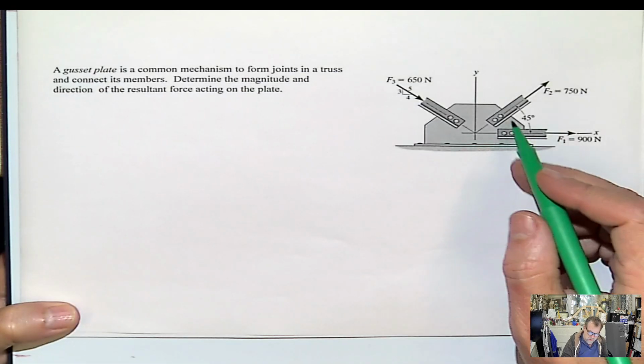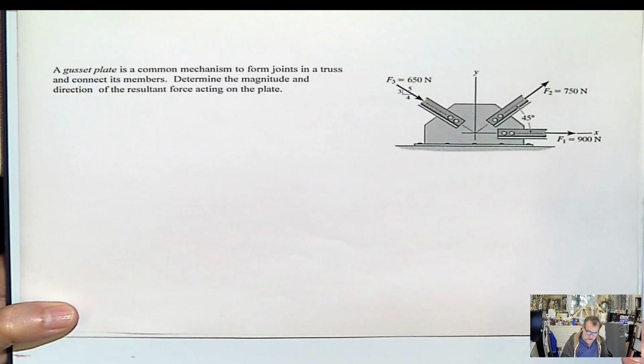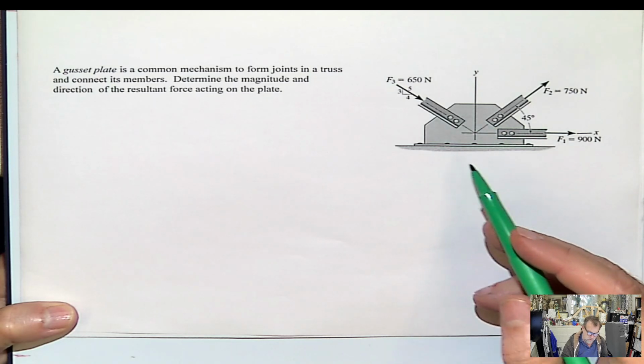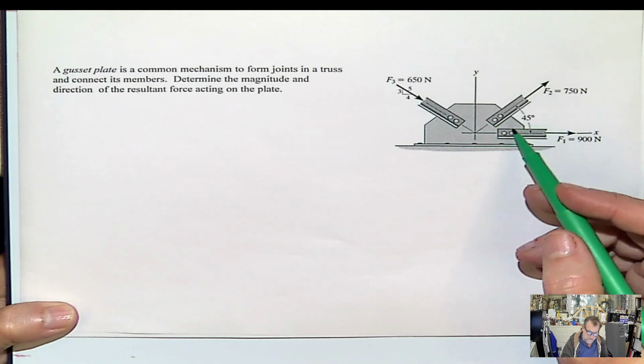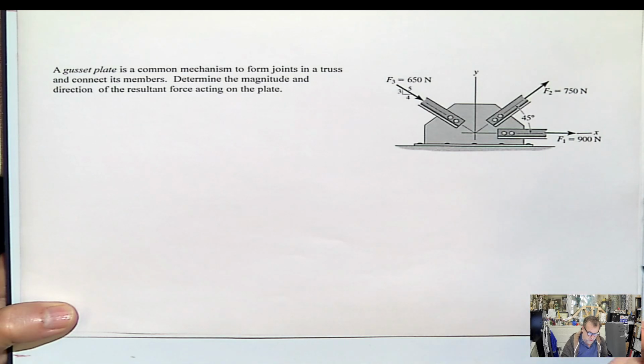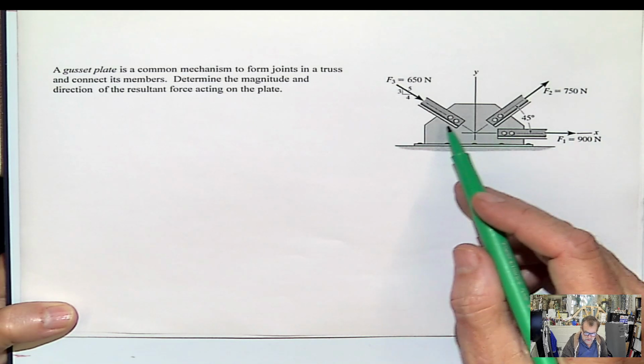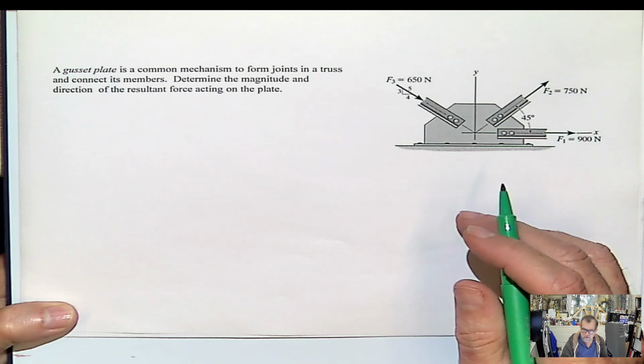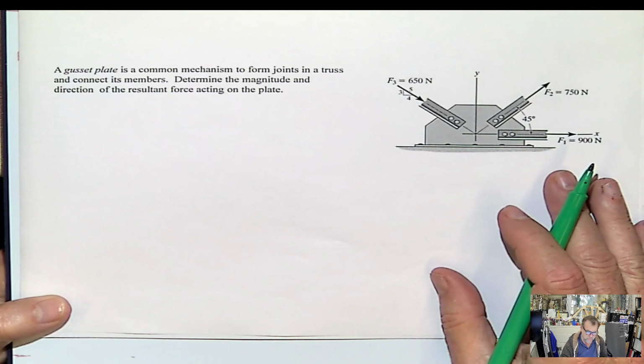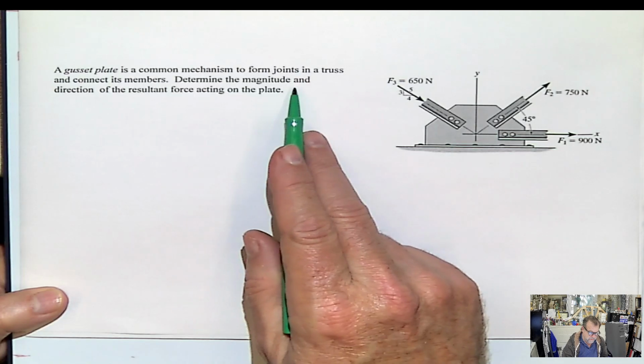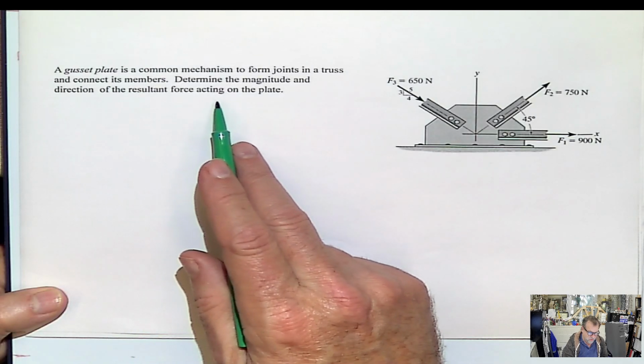This is a gusset plate. We already discussed what a gusset plate was and what it was used for in a different video. And then we have the three bars here connected for a truss to that gusset plate, and this is a joint. This is a typical configuration of a joint in a truss. So the problem is asking only the magnitude and the direction of the resultant force acting on the plate.